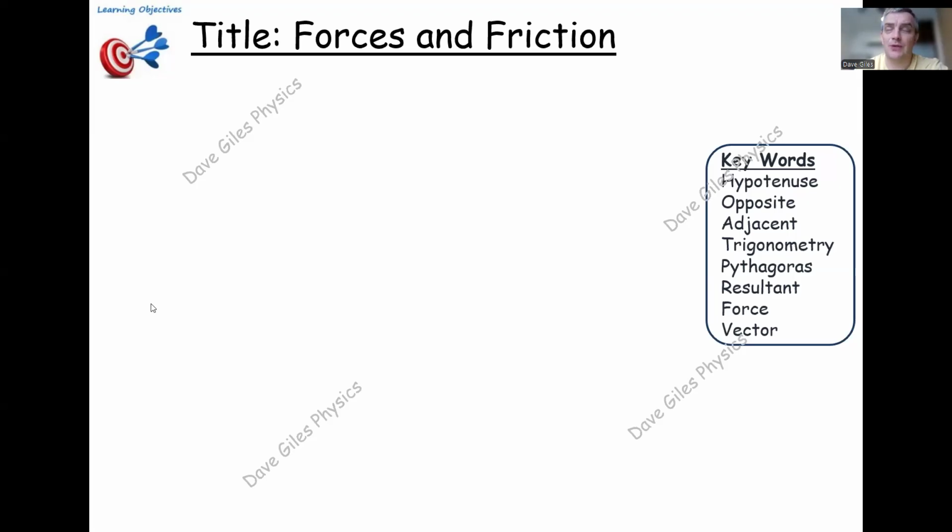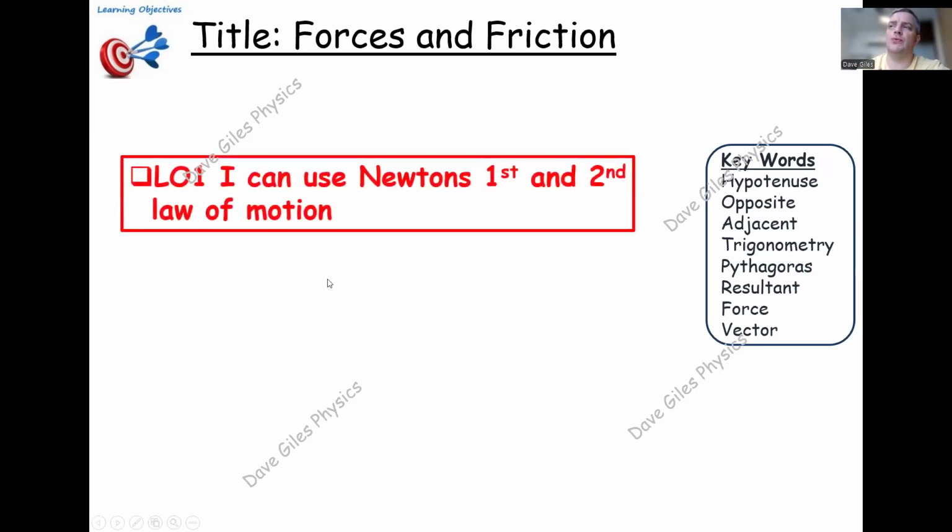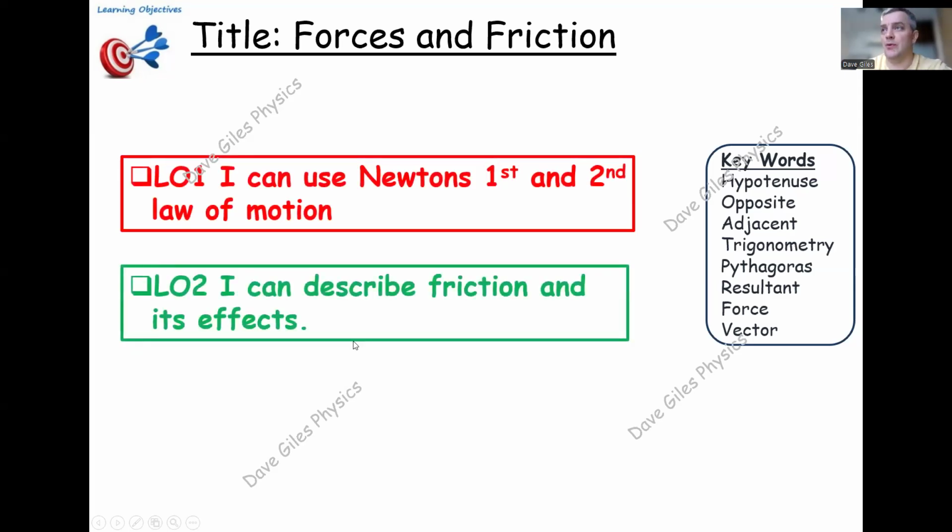And today we're looking at forces and friction. So today I want you to use Newton's first and second law of motion and describe friction and its effects. Now, it's not directly mentioned in the specification, so you do not actually need to know Newton's first and second law of motion. However, you do need to be able to apply it, so I will talk you through it.